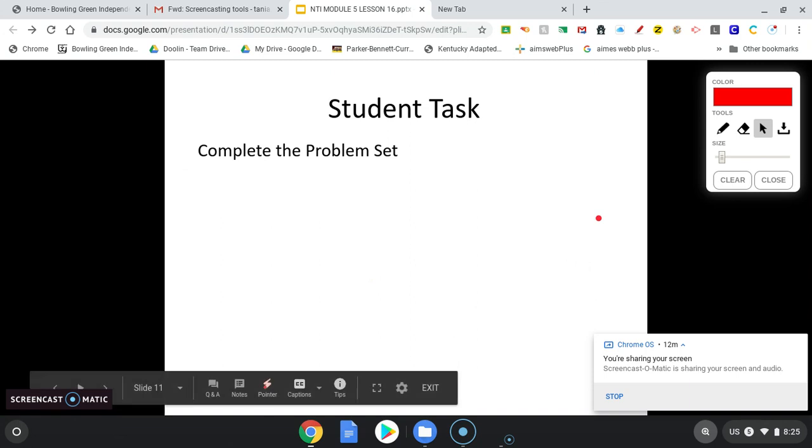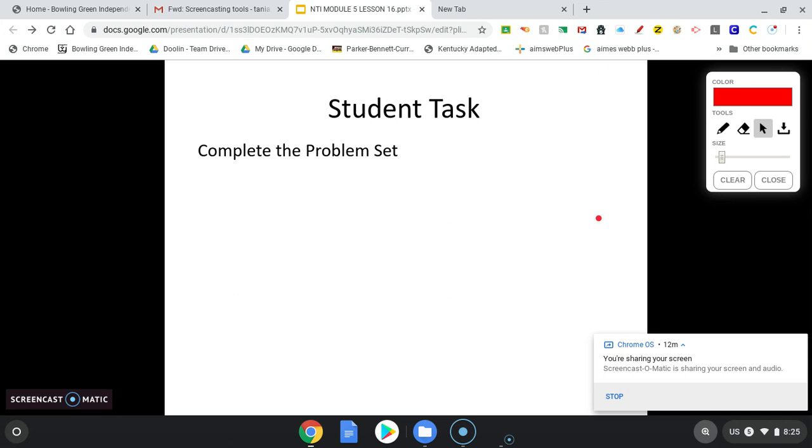So in your packet, after this page, you have a problem set. So you're going to complete all of the problem set on the front. And then on the back, you have a choice. You can choose one problem to do on the back. Very good job, boys and girls. If you need me, please call me, and I will help you do whatever you need help with.